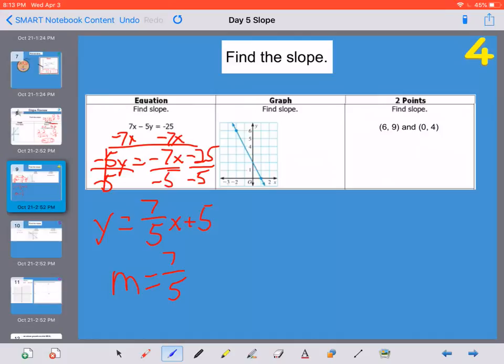Here our line is going down, so our rise is going to be negative. We're going down 1, 2, 3, 4, 5, 6 spaces. Our run is going over 1, 2, 3, so negative 6 over 3. That can be simplified. I can take 3 out of both of those, so negative 3 over 1, or just m equals negative 3.